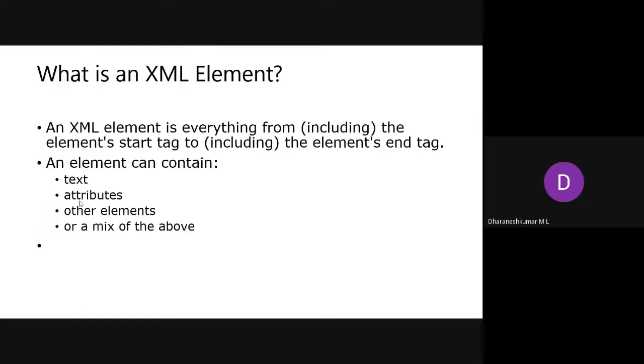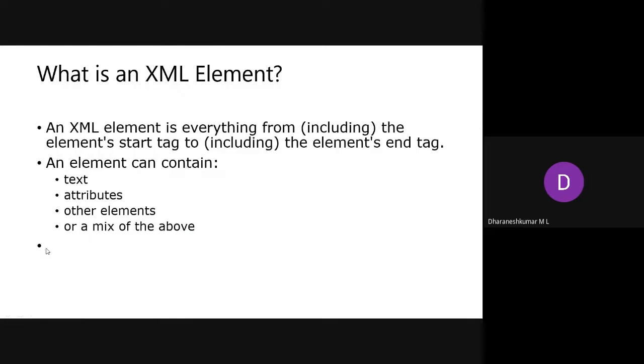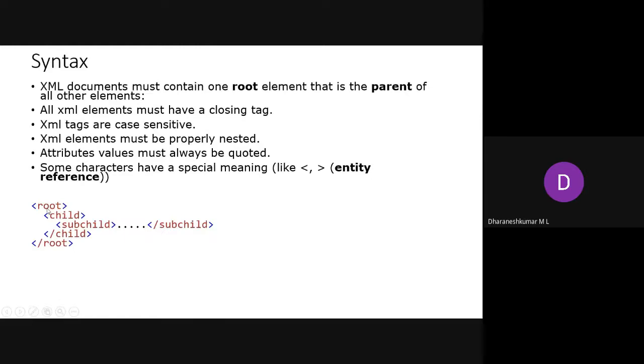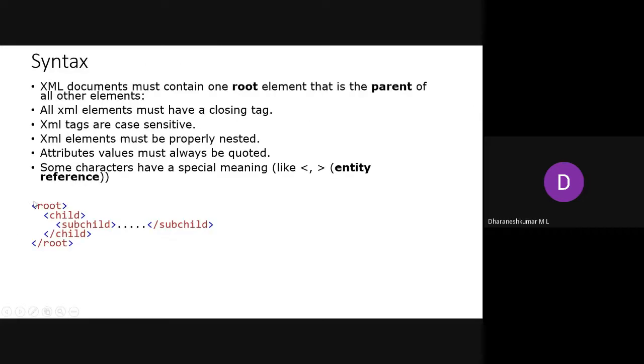Then what is an XML element here? Root, child, and subchild will become the XML elements. How to write an XML element? An XML element is everything from the start tag to the ending tag. From the start tag to the ending tag, we can call all this an element. An element can contain text, an attribute, other elements, or a mixture of the above. Here the root node will be the element.